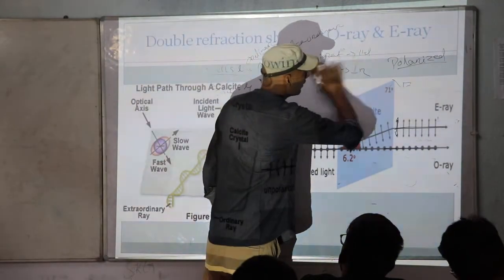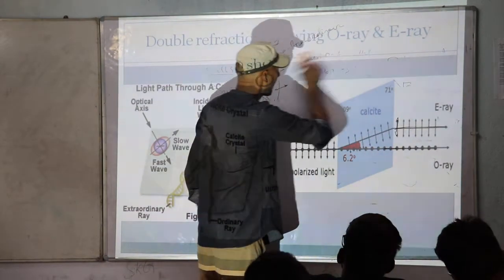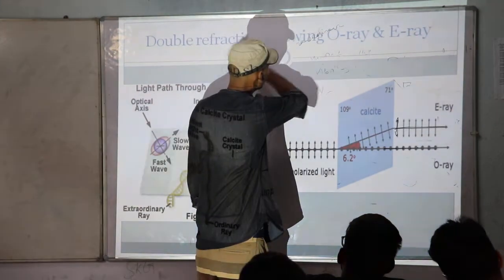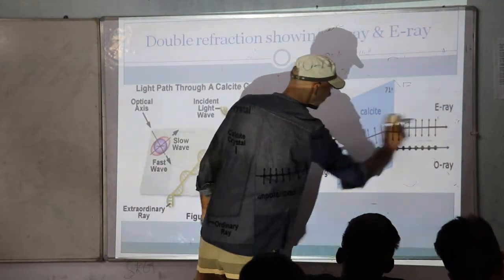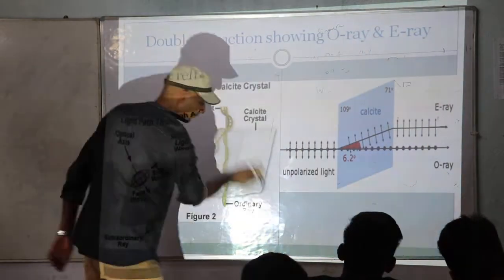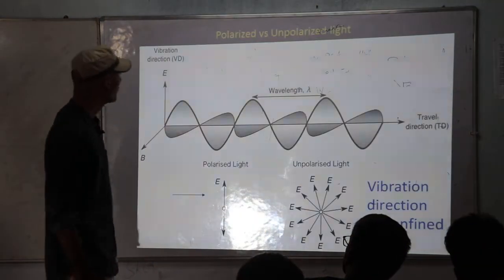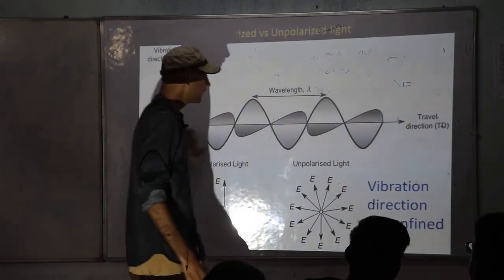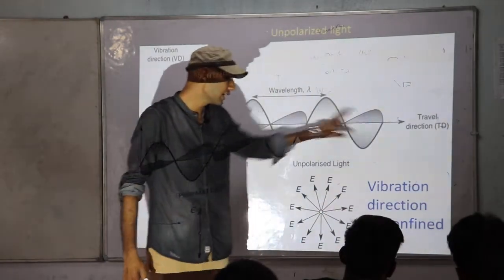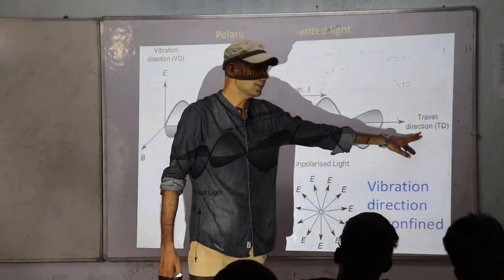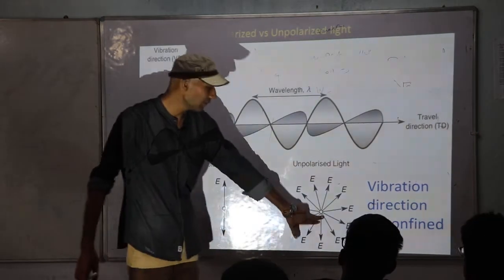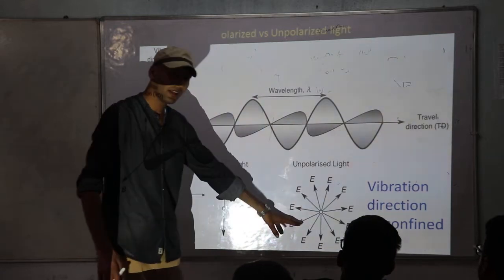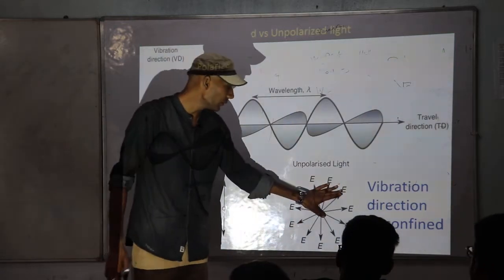Then we will go to polarization. So you can see here an unpolarized light ray. Whenever talking about an unpolarized light ray, there is a single direction of propagation, but the vibration is in many directions, perpendicular to the direction of propagation but can be in any direction. Okay, so this is for an unpolarized light ray.